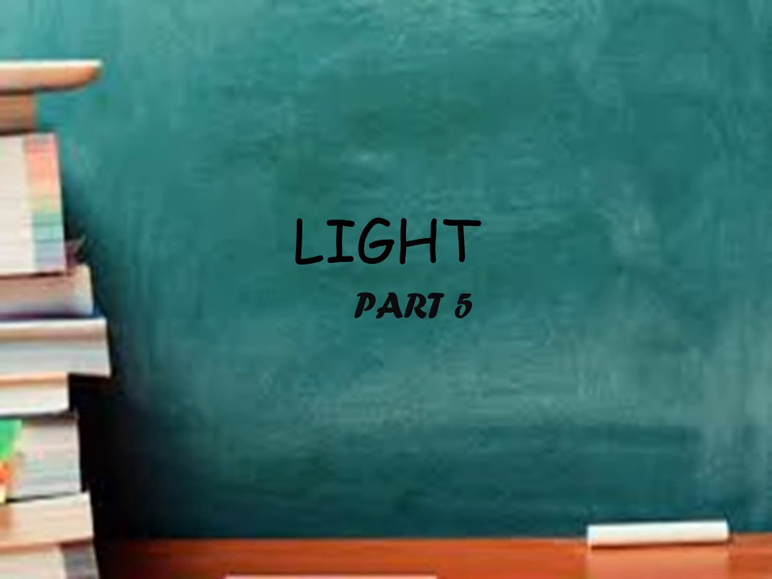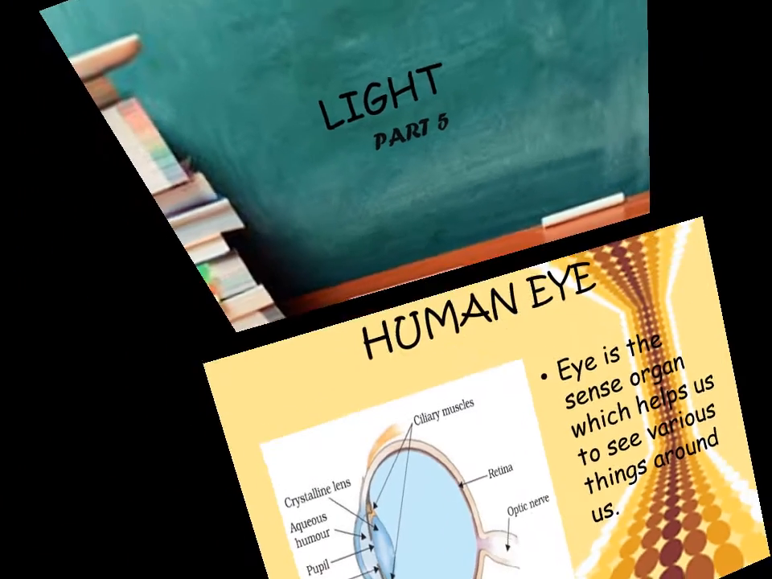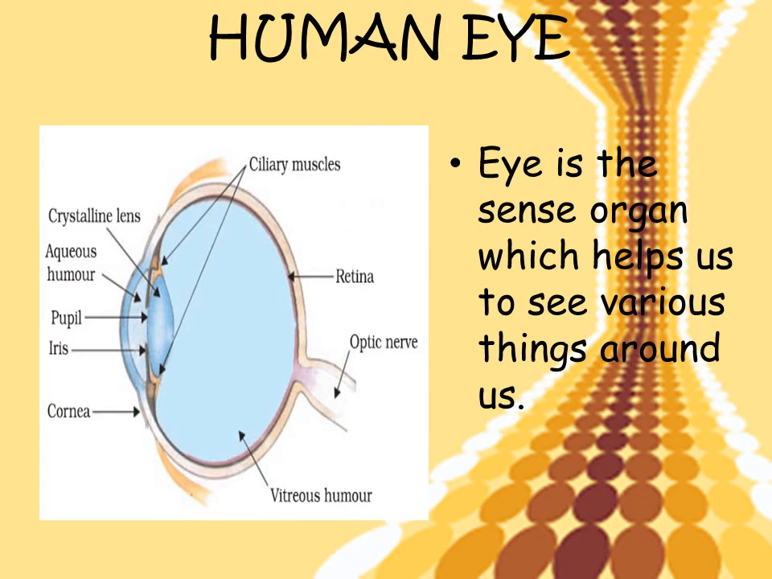Hello students, here we are going to see the next part of chapter Light. Here we are going to study about human eye. Eye is one of the most important sense organs. It is therefore important to understand its structure and working.